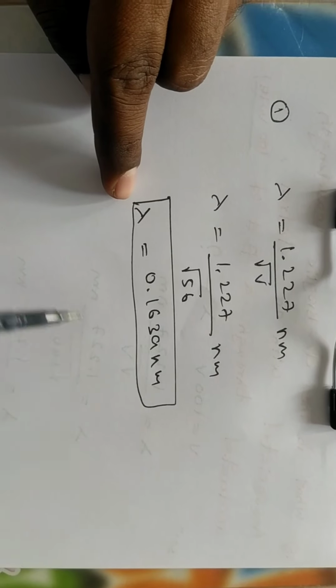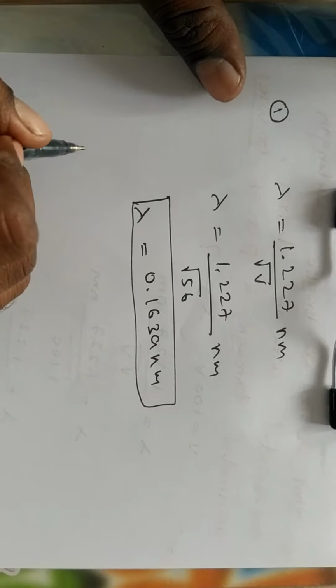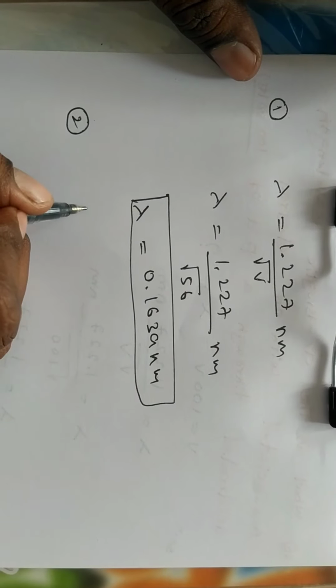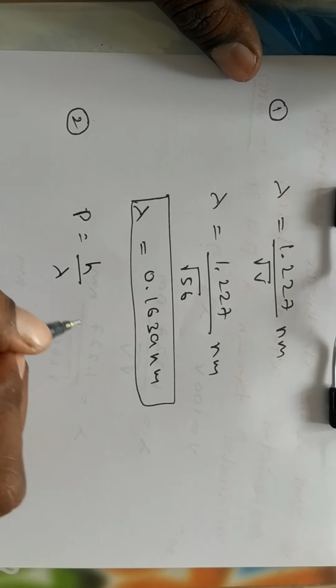Okay, we got de Broglie wavelength. After calculating this one, find out the second one. p is equal to h divided by lambda. This one is the momentum.